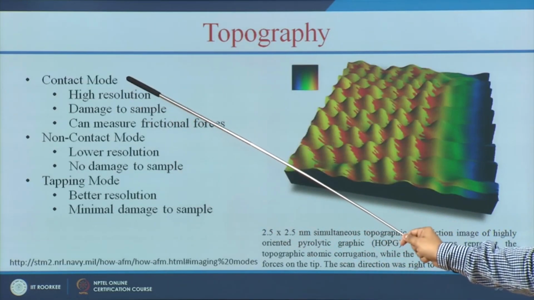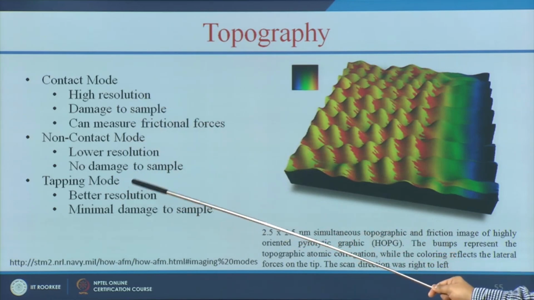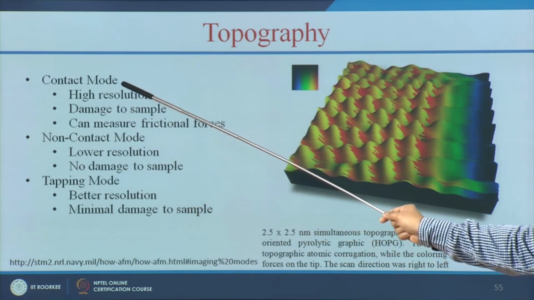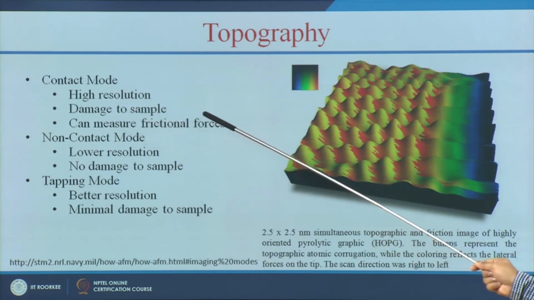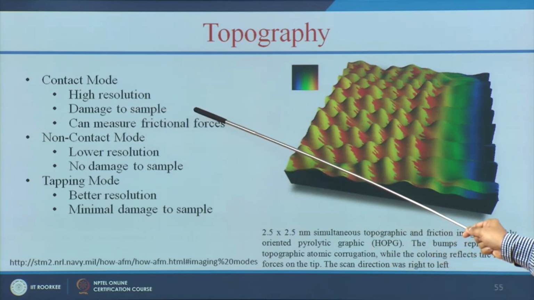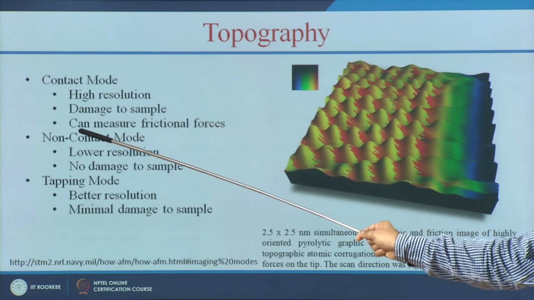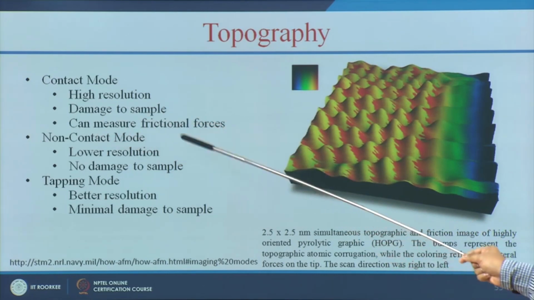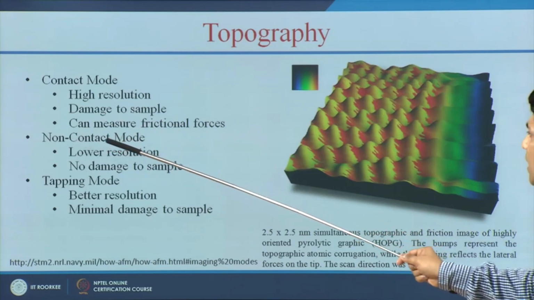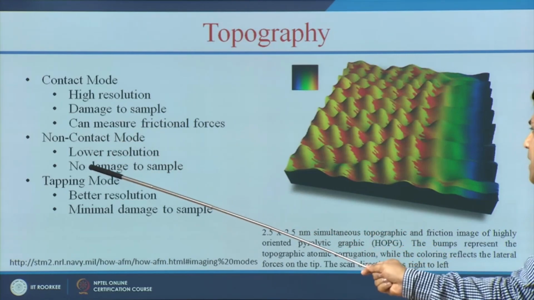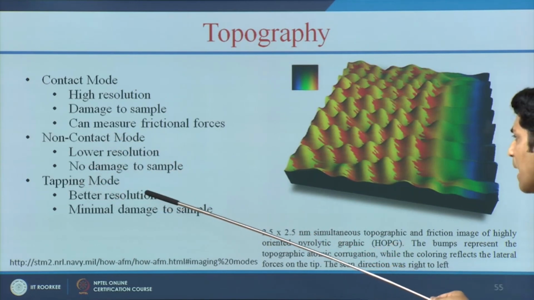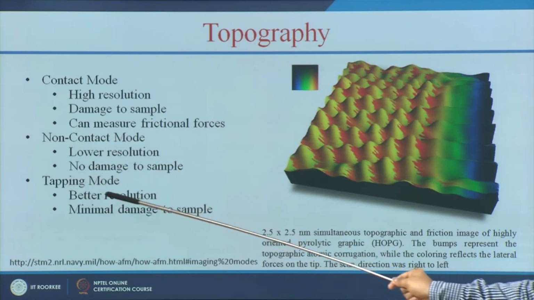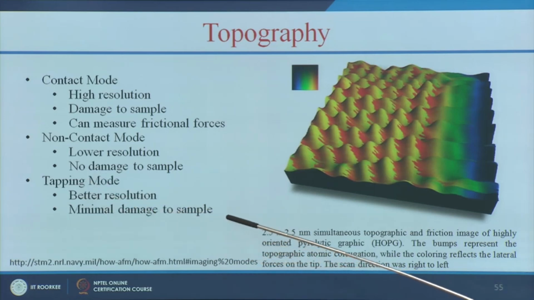The AFM has three different modes: contact mode, non-contact mode and tapping mode. In contact mode you get a high resolution image, but the problem is it can damage the sample because the cantilever tip is touching it, and it can also measure frictional forces. The non-contact mode gives lower resolution, but it does not damage the sample because it is not touching it. The tapping mode gives better resolution with minimal damage to the sample.